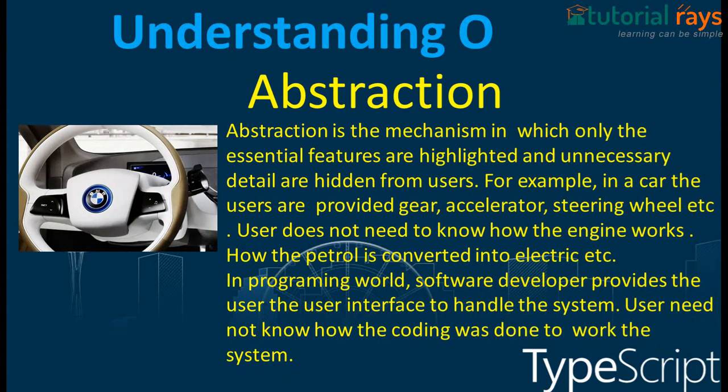So what is abstraction? Abstraction is the mechanism in which only the essential features are highlighted and unnecessary detail is hidden from the users. For example, in a car, the users are provided gear, accelerator, steering wheel, etc. The user doesn't need to know how the engine works, how the petrol is converted into energy, etc. In the programming world, a software developer provides the user interface to handle the system. The user needn't know how the coding was done to work the system.